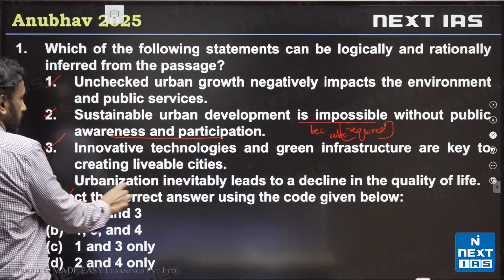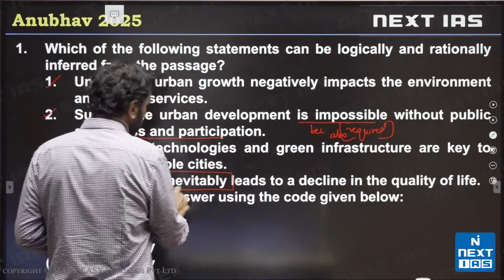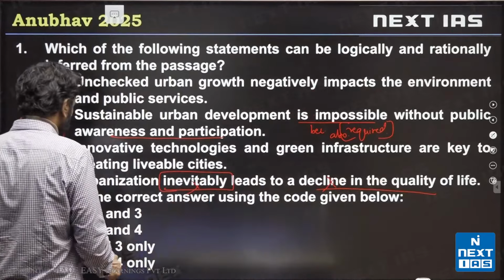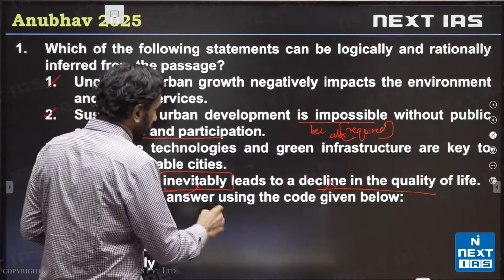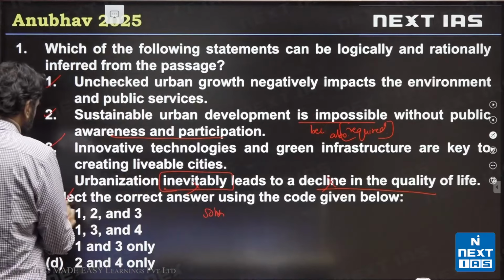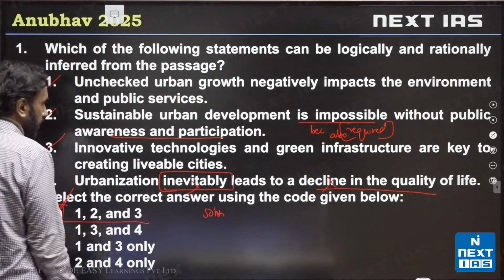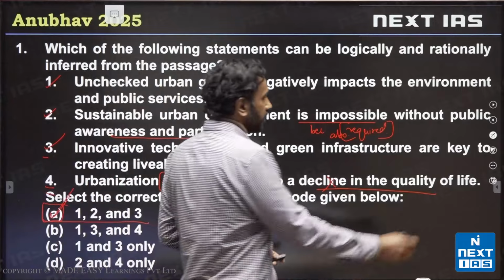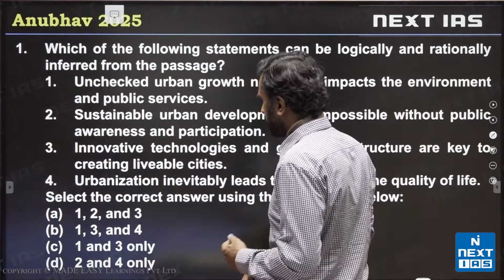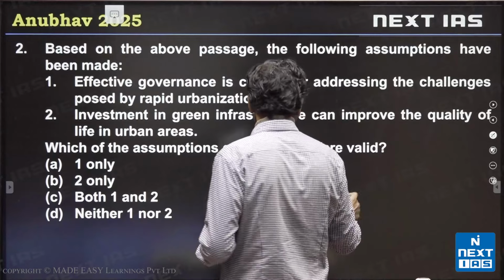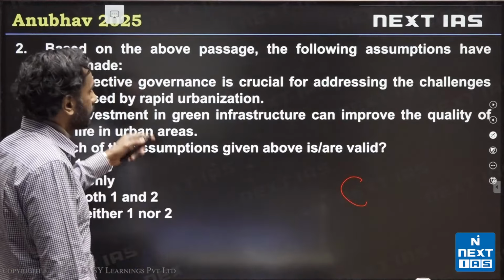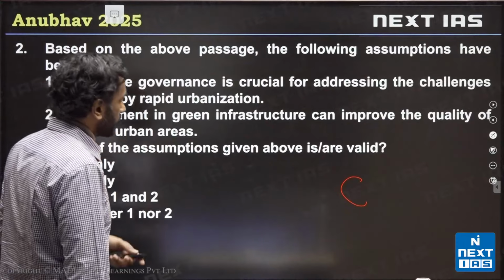4, which says urbanization inevitably leads to a decline in the quality of life. This is invalid, right? Inevitably is not discussed. The author has offered us solutions. So that means inevitable is invalid. A is the right answer for question number 1 in your set C. By the way, just to tell you, this is from set C. We are using set C as our solving set. Next: which of the following assumptions have been made?